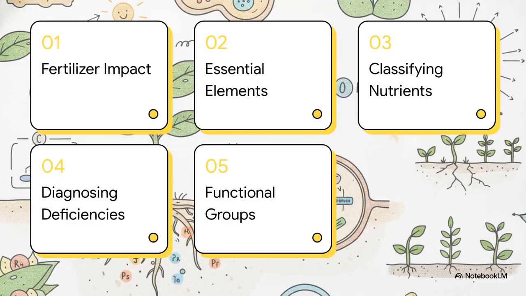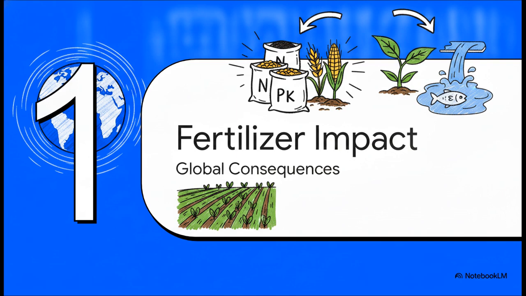Here is our roadmap for today. We'll start with the global fertilizer impact, move into defining essential elements, look at the macro versus micro classification, do some detective work on deficiencies, and then wrap up with the 4 functional groups. Starting things off with Section 1, Global Fertilizer Impact.